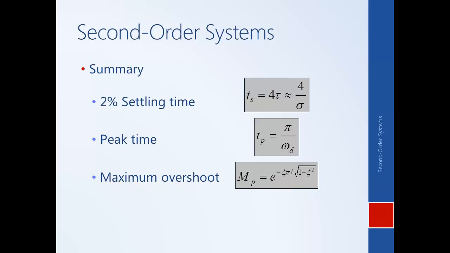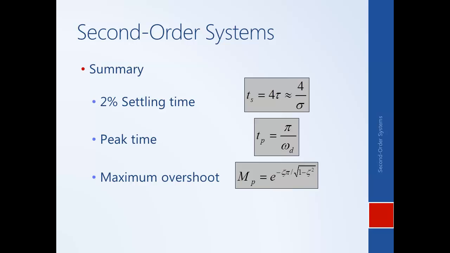To summarize, we've gotten expressions for 3 of the properties of a second order underdamped step response in terms of the parameters of a standard second order system. These second 2 expressions are exact, but peak time depends on omega d, overshoot depends on zeta. The settle time expression isn't exact for a second order underdamped system, but it's still a useful approximation, and it depends on sigma.